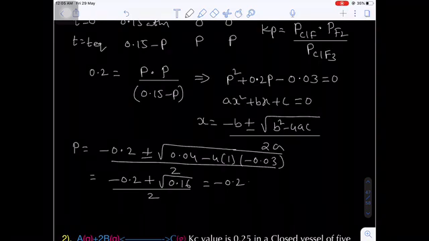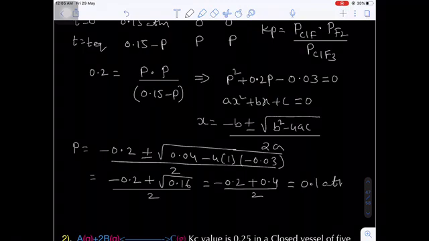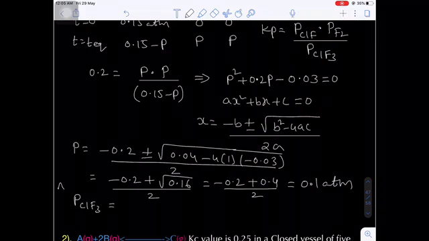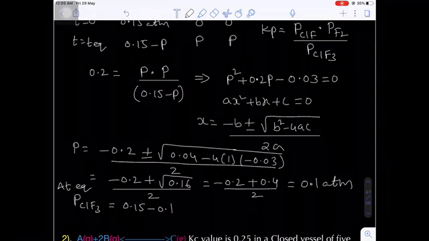So this is minus 0.2, so this will be 0.4 whole divided by 2. So finally P is equal to how much? 0.1 atm. Now the final answer, what is the equilibrium pressure of ClF3 at equilibrium? That is 0.15 minus 0.1, that is 0.05 atm.